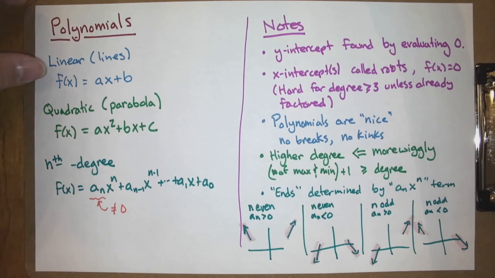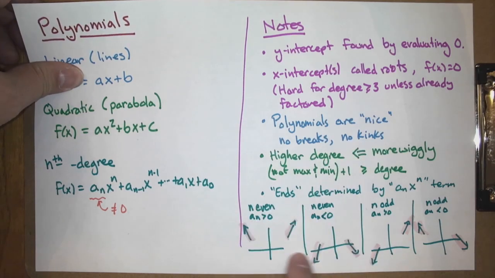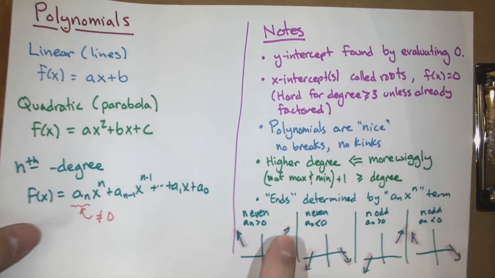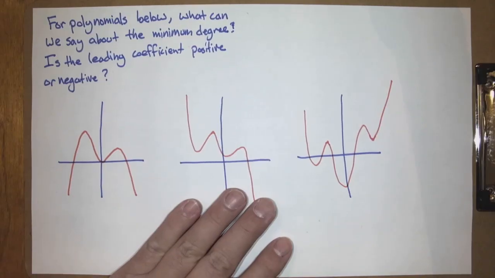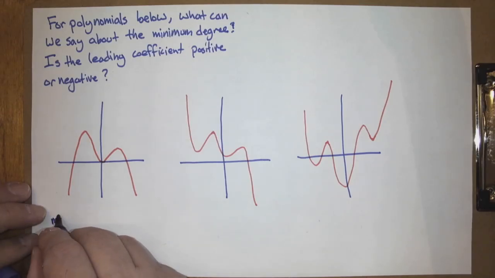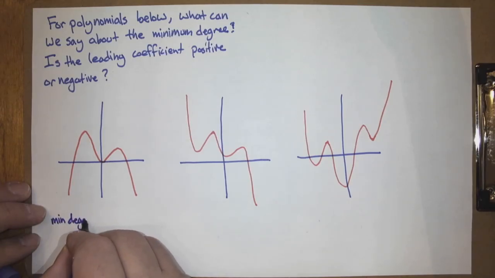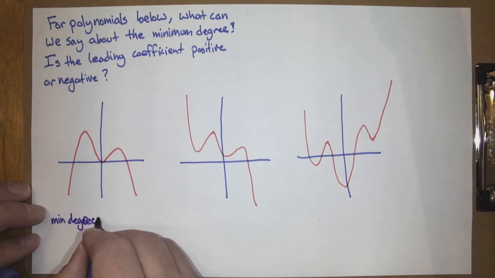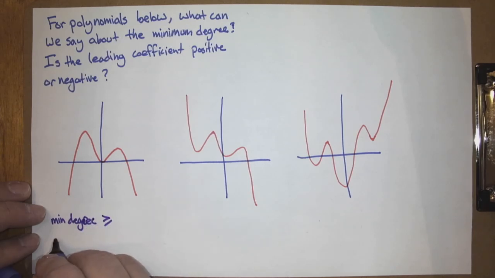So by looking at the ends, you can say something about the sign of a sub n. All right, so let's test these last two pieces. We have some pictures below. What can we say about the minimum degree? Is the leading coefficient positive or negative? Now, I should say, you can't say definitively what the min degree is, but you can get a bound: min degree is bigger than or equal to the leading term.